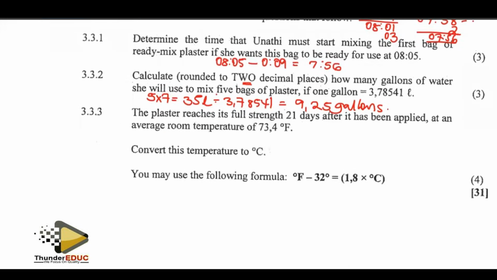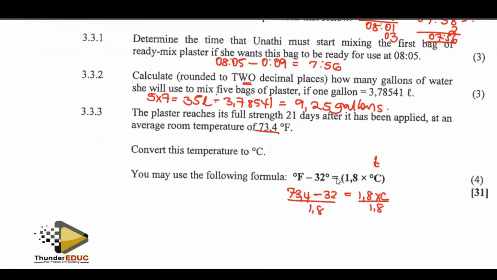Okay, there we go. This one needs 4 marks. I was wondering why, but you look at the formula, it's a little bit incomplete. You need to know because we need to see the subject. Substitute. You already have the F as 73,74. Substitute, you get 73,74 minus 32 equals 1,8 times C. So because you want the C, divide through by 1,8 on both sides.